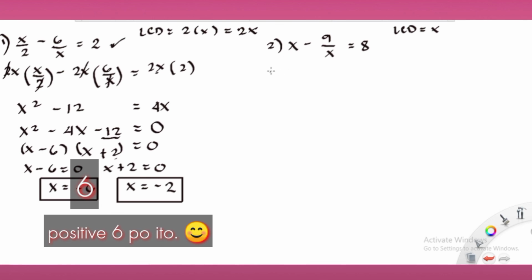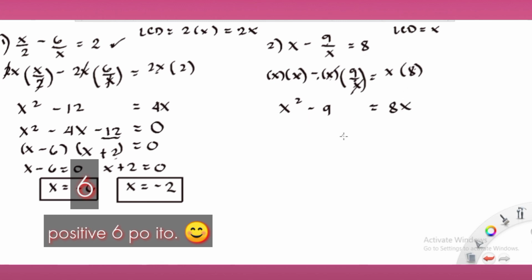So, let's have the LCD, which is x, times the first term, which is x, minus the LCD x times the second term, which is 9 over x, equals LCD x times 8. Again, the first term, minultiply natin sa LCD na x. Next, second term, minultiply sa LCD na x. Next, equals 8, minultiply sa LCD na x. Proceed. X times x is x squared. Next, we can cancel this out. So, negative times 9 is negative 9 equals x times 8 is 8x.